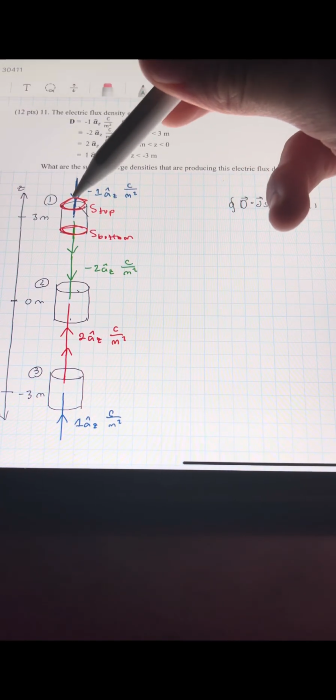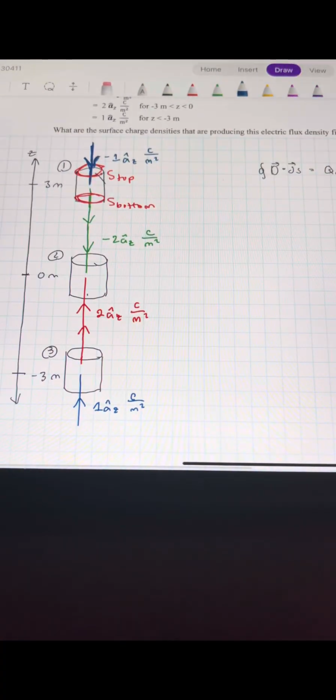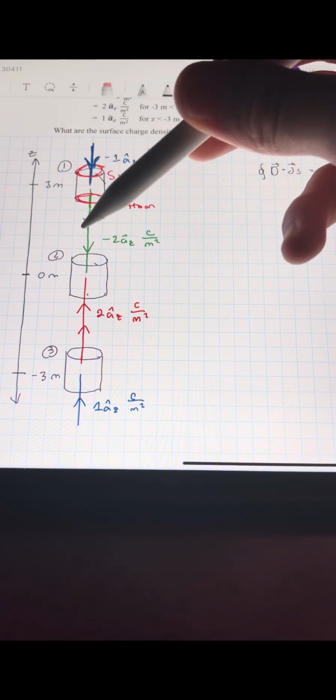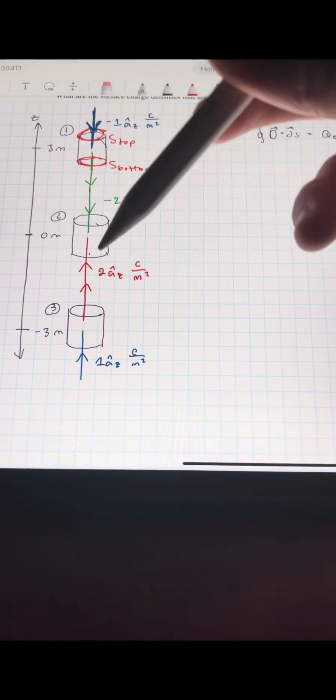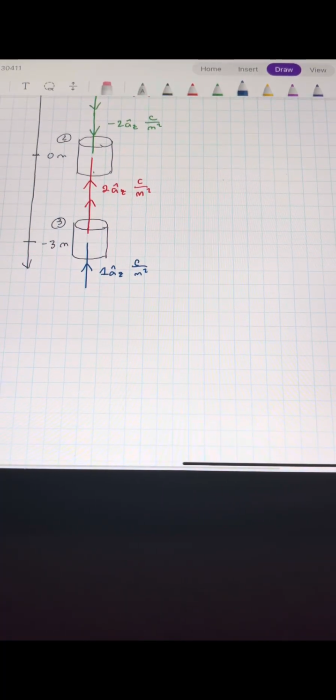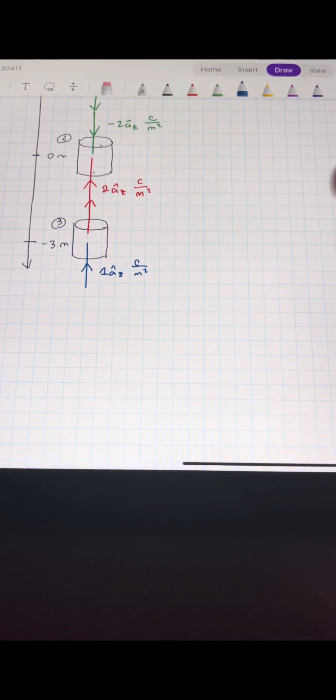So this blue vector represents your electric flux density vector for z greater than 3, and that's -1 a sub z, so it's going downward in the z direction. And then between 0 and 3, you have -2 a sub z, so that's going from the bottom of the first Gaussian surface into the top of the second. And for -3 to 0, we have a positive electric flux density vector, so that's going from the top of this last surface into the bottom of the second one. And for z less than -3, we also have a positive value, so that's going into the bottom of this final surface here.